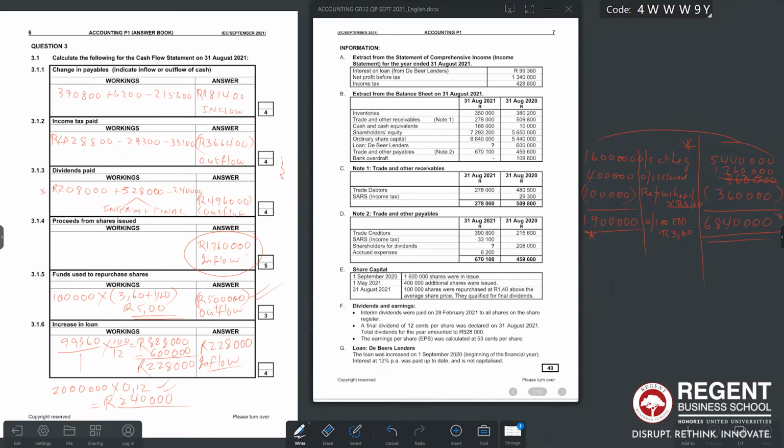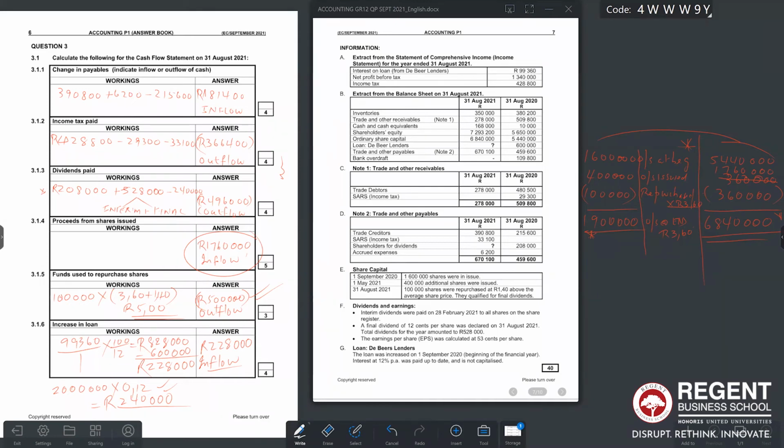Okay, so the increase in the loan was 228,000. The increase in the loan was 228,000. And I guarantee you, you must get this. If you don't get this in the cash flow, you're going to get it in the cash budget question. I'll come back to that one there. Let's move on. So we've got 228,000 as the inflow with regard to the increase in the loan.